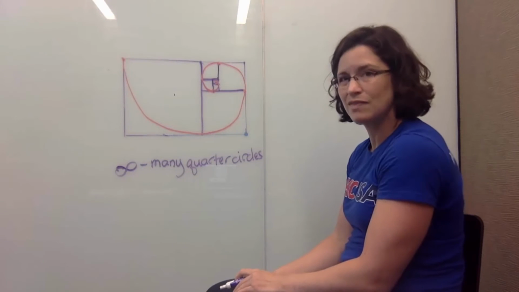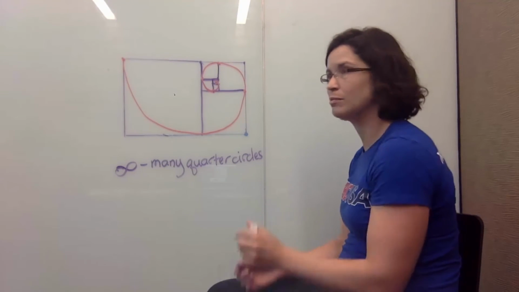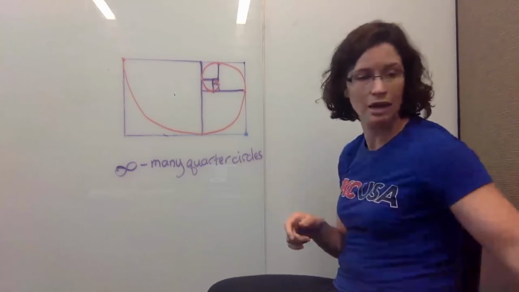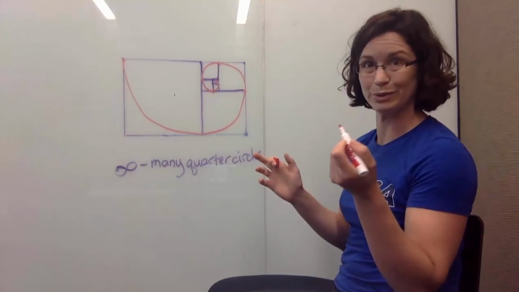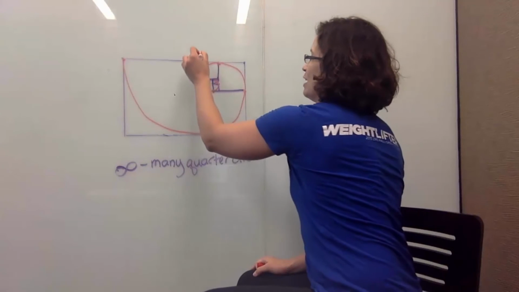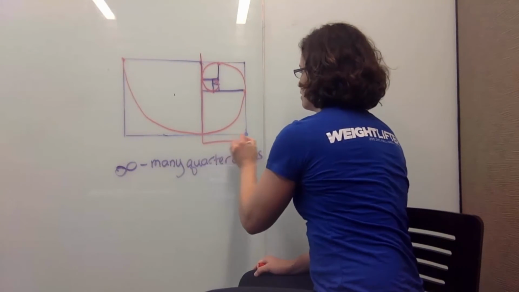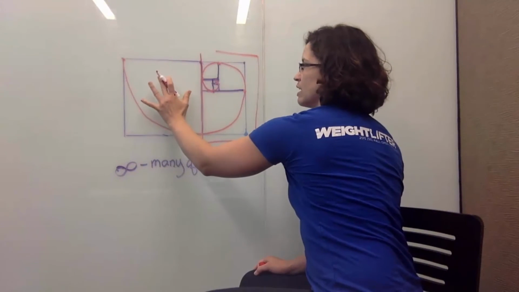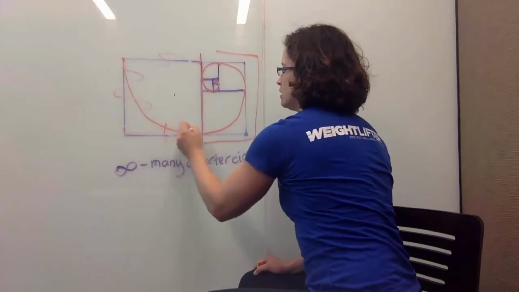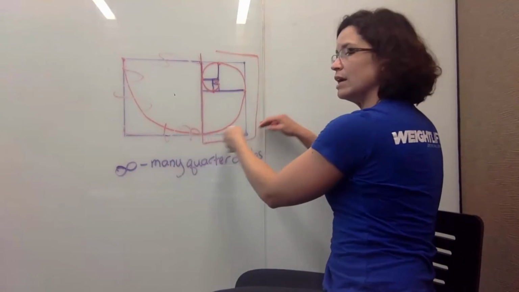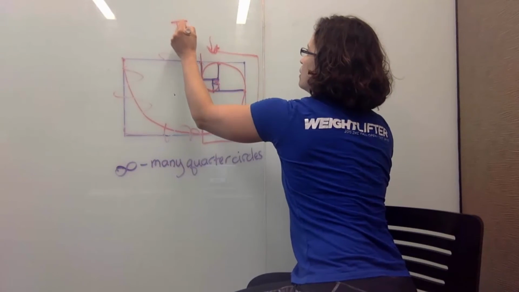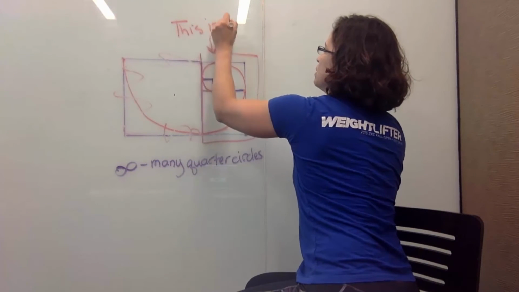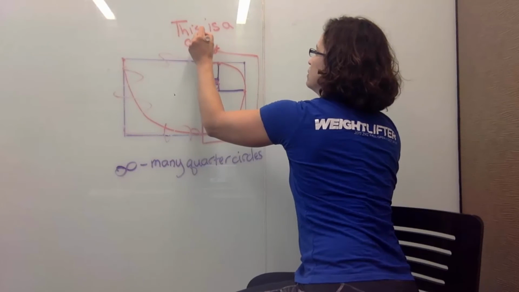And here's something that's an even bigger deal, even bigger than the fact that there are infinitely many quarter circles. I'm going to wreck this by drawing a big old box around part of this picture. Do you see this piece right here? Ignoring that, this right here is literally a golden spiral.